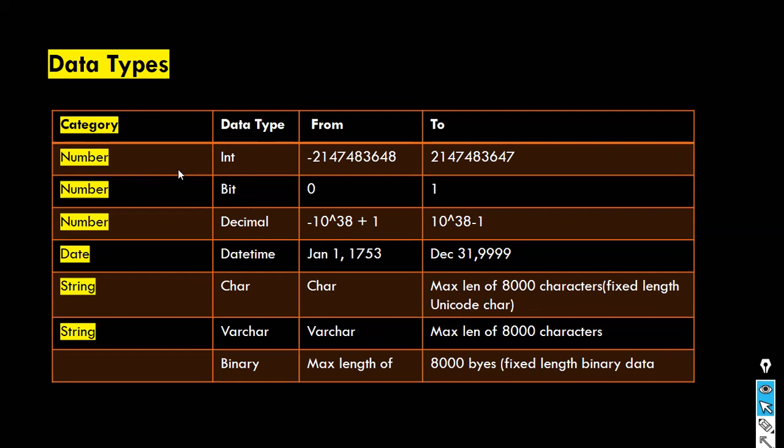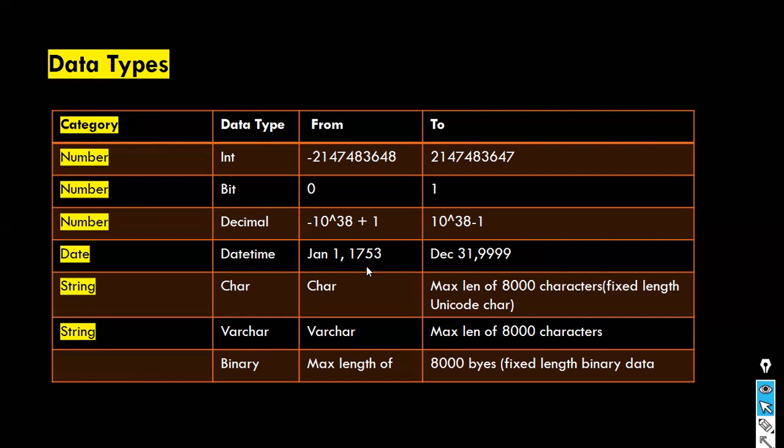And next one, the integer data type. You can store anywhere between this range, negative 2.14 billion to plus 2.14 billion. Within this range you can store the values. And for numbers, we have the decimal type: negative 10 raised to the power 38 plus 1, and plus 10 raised to the power 38 minus 1. With this range you can store the decimal values.